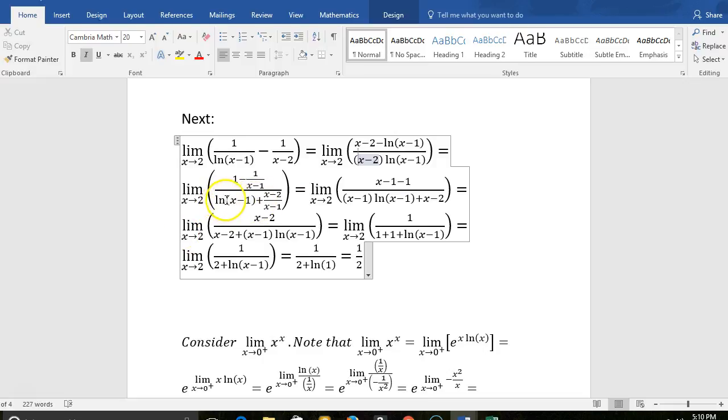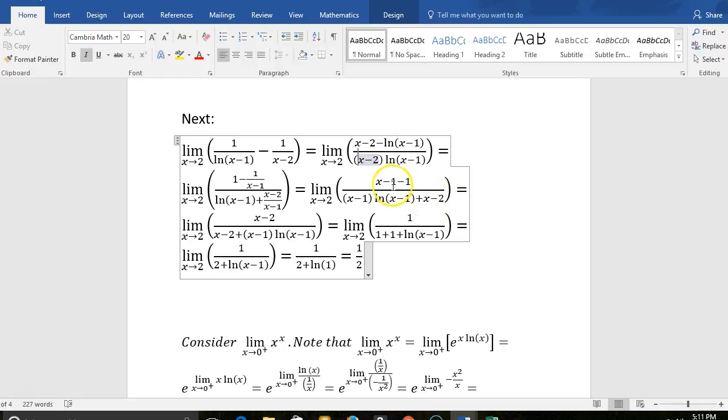And then I distribute x minus 1 down here. x minus 1 times ln is just that, parentheses x minus 1 times ln. And then plus x minus 1 times the quotient, x minus 2 over x minus 1, just leaves plain Jane x minus 2, because the x minus 1 down here will kill the x minus 1 that I multiplied by distributively.